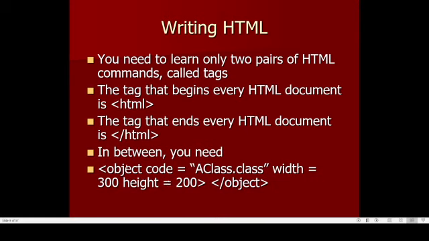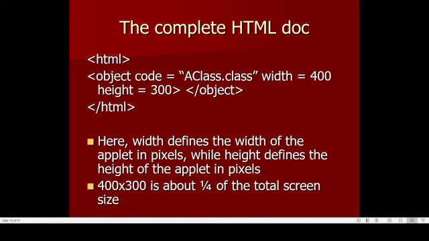That code we call the object code. So here the object code is a class dot class. Now dot class is a bytecode file, and width and height specify the size of your applet that should be displayed on the screen. Now how will you complete your HTML document? Here is a code to specify the HTML document. See here, 400 and 300 pixels, that is 1/4 of your total screen, will be occupied by the applet.